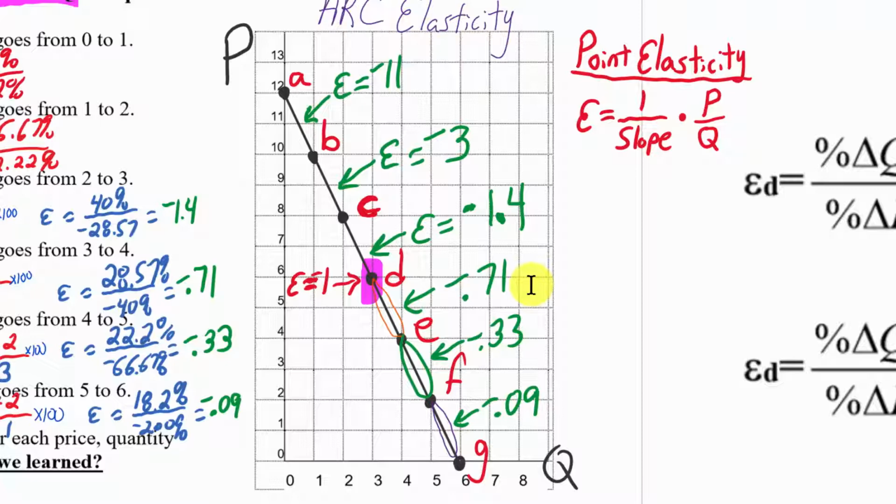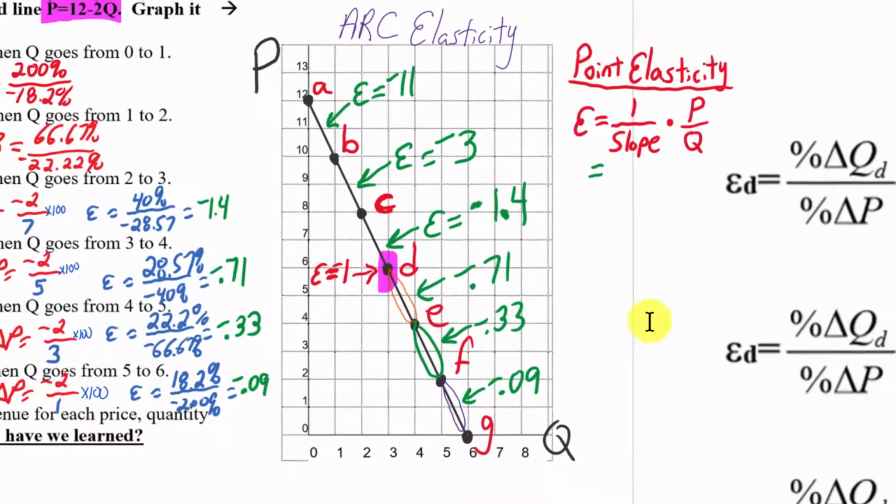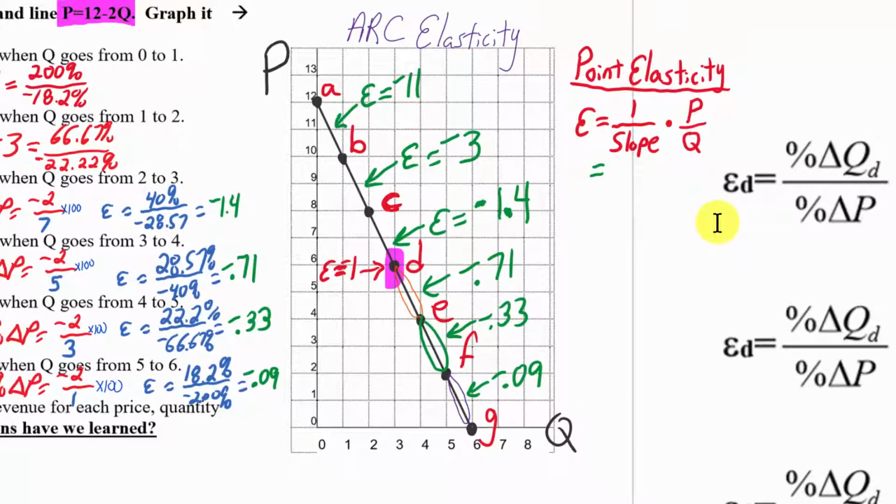Let's use this formula just once to see how it works, and let's use it on this point right here, this point D, where we suspect the elasticity might be minus 1. Let's plug in what we know. The slope of this demand curve, remember, was minus 2. So the elasticity equals 1 over minus 2 times the price there is $6, and the quantity is 3. So it's minus 1/2 times 6 over 3, which is 2. And sure enough, our elasticity right there at that point is -1.